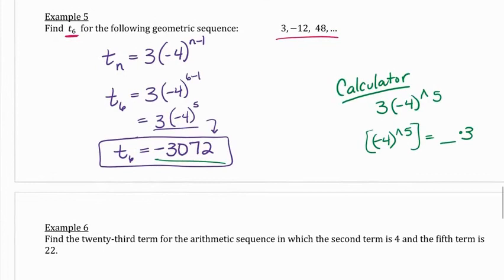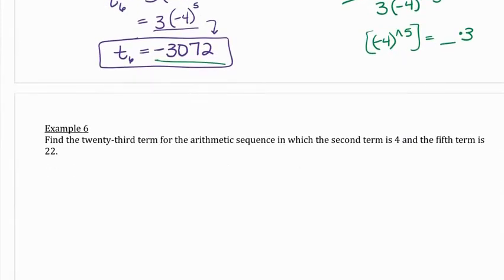Okay, let's try another one here. Our next one, we want to find the 23rd term of an arithmetic sequence. Right there, it tells me what formula I'm going to use. I want the 23rd term in an arithmetic sequence, so I'm going to start by writing that formula down. I want A23, and our arithmetic formula says I start with the first term, and then we add the common difference times n minus 1, so that'll be 23 minus 1. Or if you want to just write 22 there, that's fine, however you want to write it.